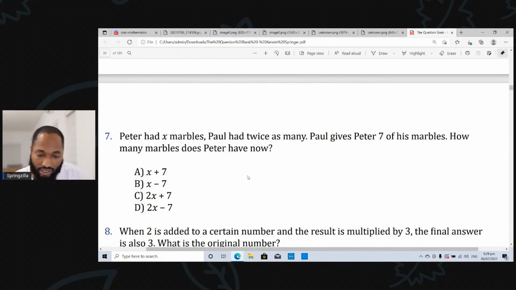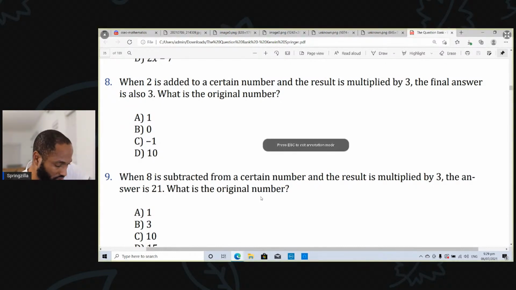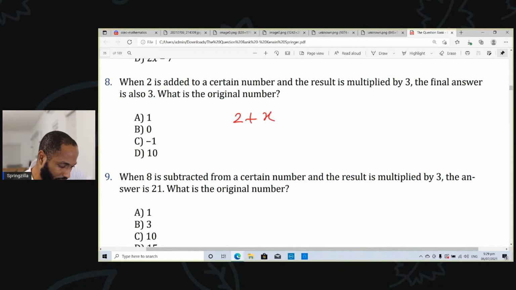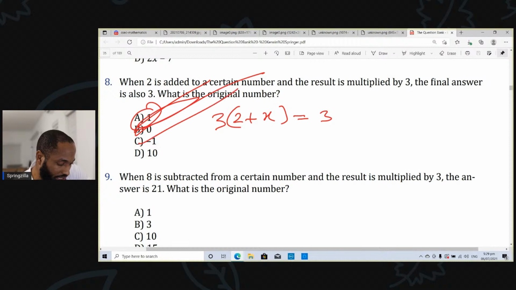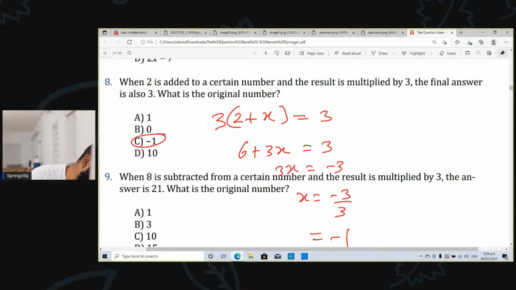When 2 is added to a certain number and the result is multiplied by 3, the final answer is also 3. What is the original number? Well, you could try out numbers, but now I can do it the algebra way. -1 is the answer. So the answer is C. But you can try out numbers.